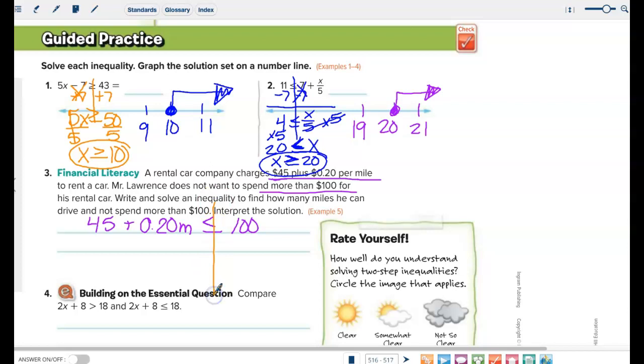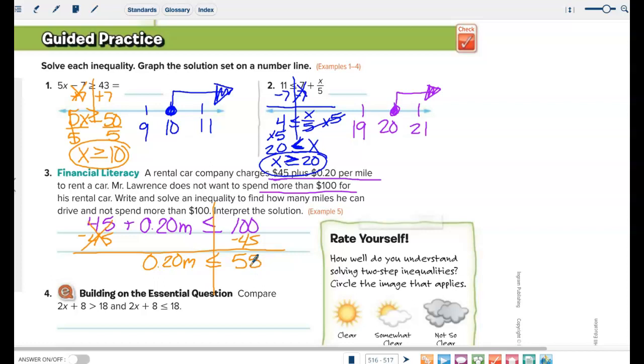All right, to solve this, we work on the side that has the variable. I have a positive 45, so to get rid of it, I'm going to subtract 45. Sorry, did I say 25? I meant 45. Subtract 45, which you do to one side, you always do to the other. This makes a zero pair. I have 20 cents times n is less than or equal to 100 minus 45, which is 55.